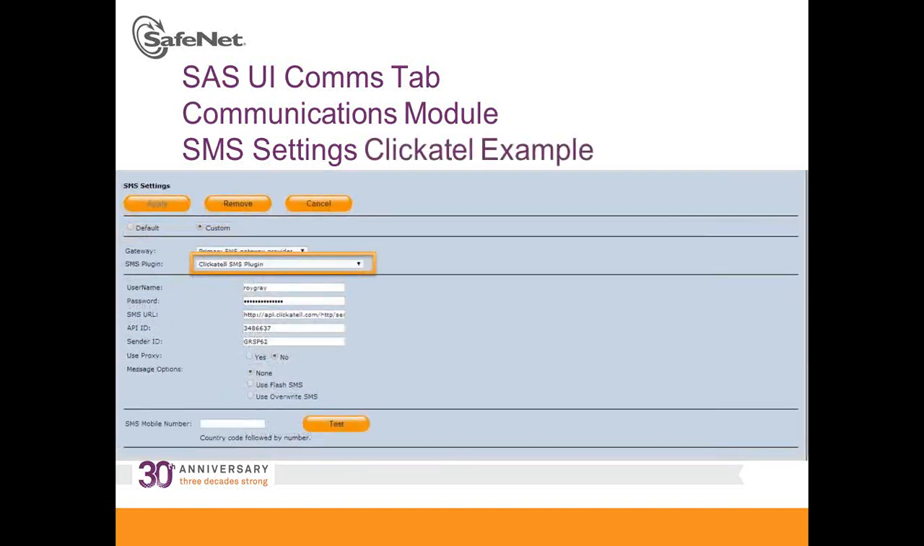This is an example of what the Clickatel SMS plugin looks like when configured with details. We can see that in order for me to send an SMS, I need to have an account with my SMS provider. I have my account username and password to access that account with my Clickatel provider. I have my URL for Clickatel's API to send an SMS message. They also provide me with an API ID and a sender ID. Again, this information must be present here as well. We can also use a proxy, and we have some message options to use Flash or overwrite.